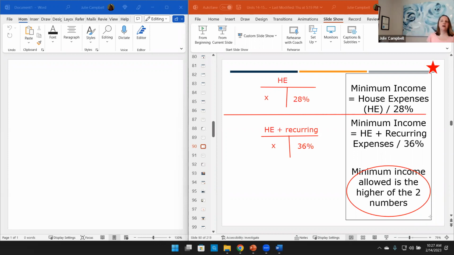So we're going to, again, run this twice. One's under the 28, one's under the 36. Which one are they going to get approved of for their income, their minimum income? We are looking for the higher of the two numbers.